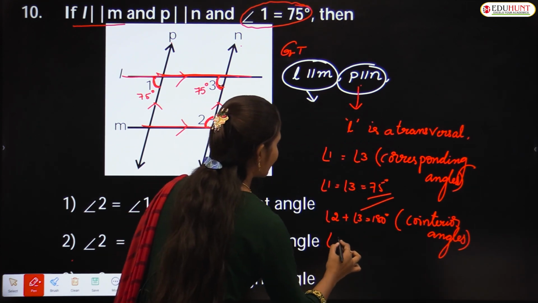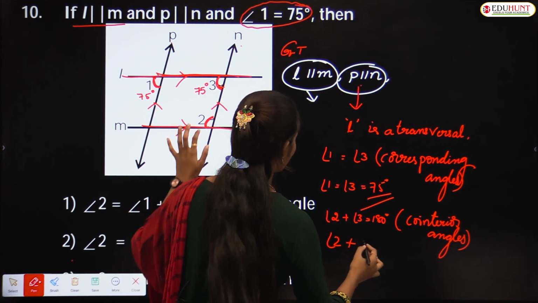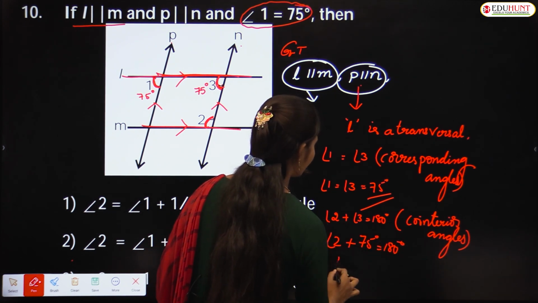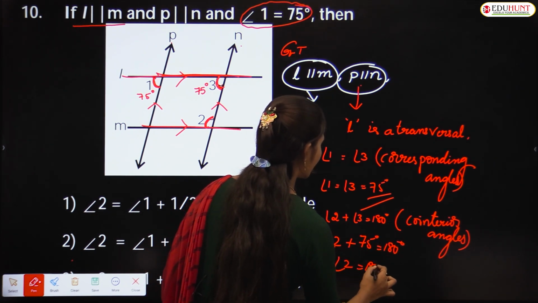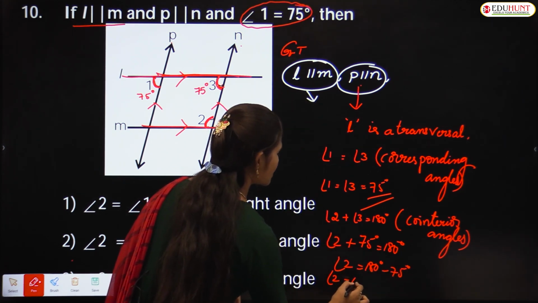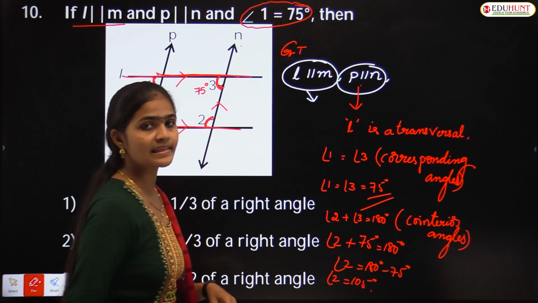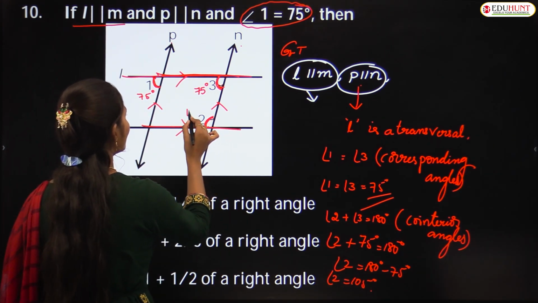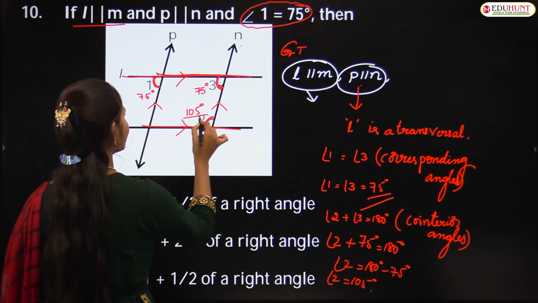Angle 2 plus angle 3, which we already know is 75 degrees, is equal to 180. So angle 2 is equal to 180 degrees minus 75 degrees. So angle 2 is equal to 105 degrees. So what is the value of angle 2 here? Angle 2 is equal to 105 degrees.